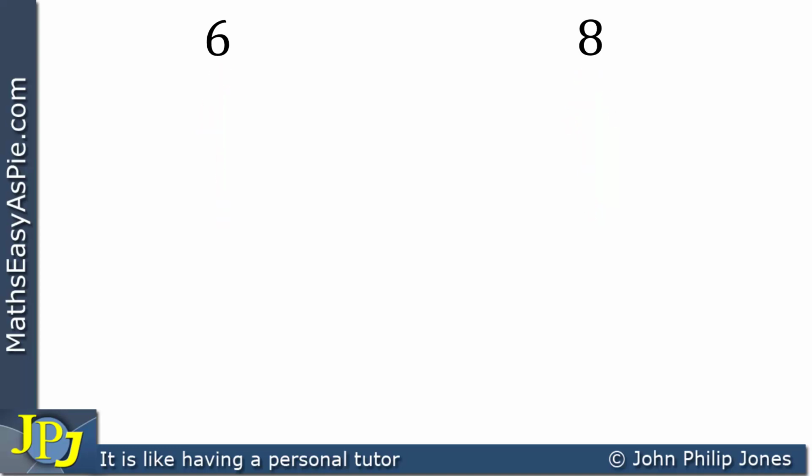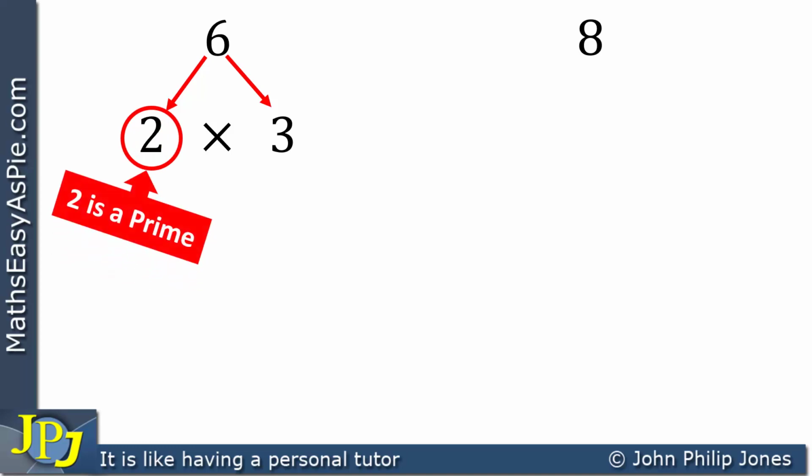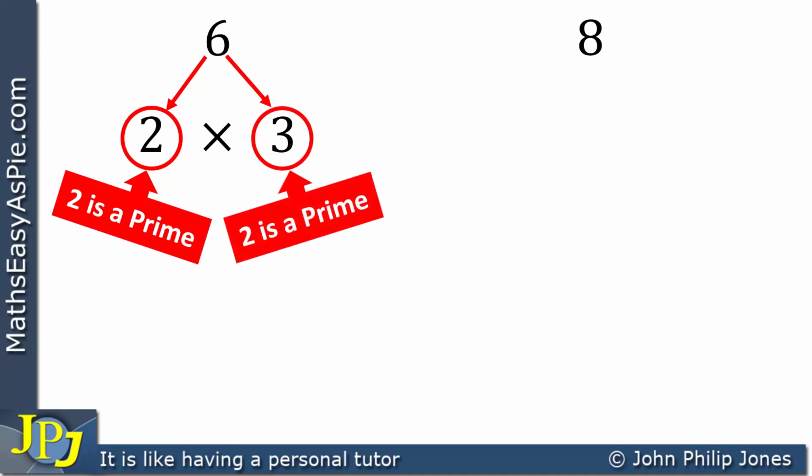Well, what you can do, you can consider the 6 and the 8, and you can ask, what two numbers multiplied together will give me 6? And the answer is 2 and 3. Now, if you consider the 2, it is an example of a prime number. If you consider the 3, it too is a prime number. Now, because we've got to these prime numbers, we stop considering what numbers multiply together, and we can say that 6 equals 2 times 3.